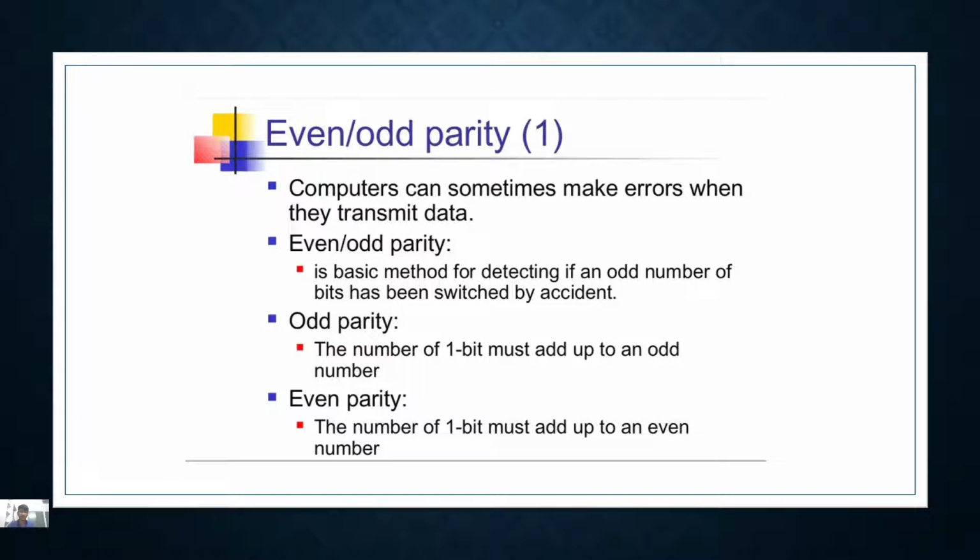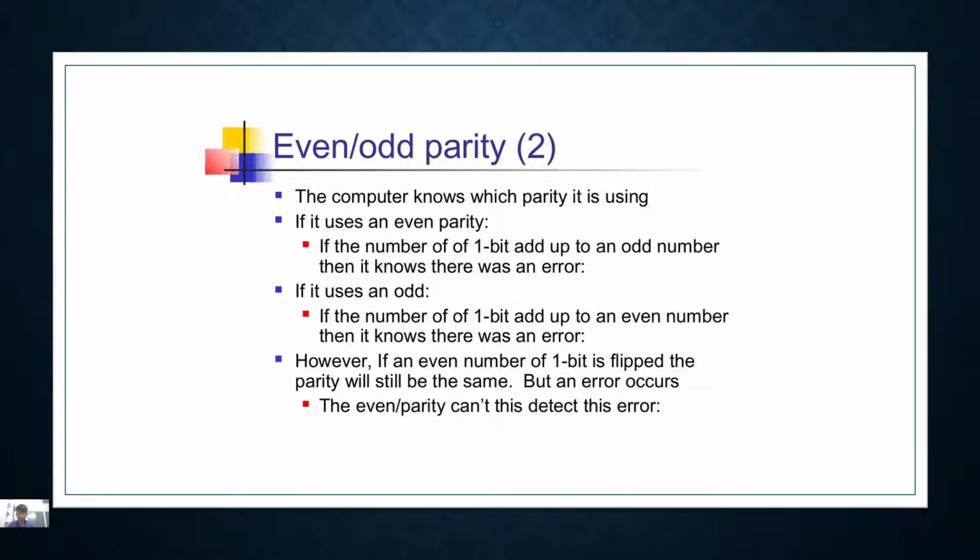So even and odd parity: computers can sometimes make errors when they transmit data. What is even or odd parity? Even or odd parity is a basic method for detecting if an odd number of bits has been switched by accident. Odd parity: the number of one bits must add up to an odd number. Even parity: the number of one bits must add up to an even number. The computer knows which parity is being used.